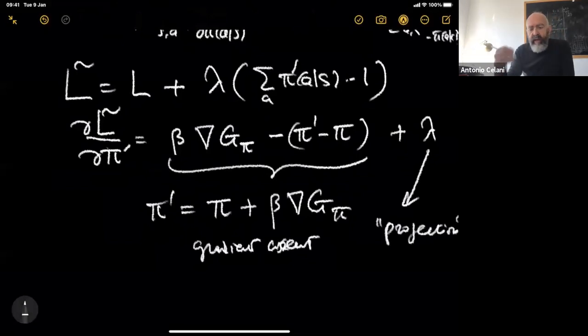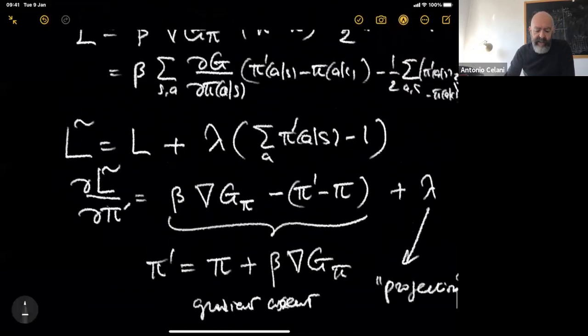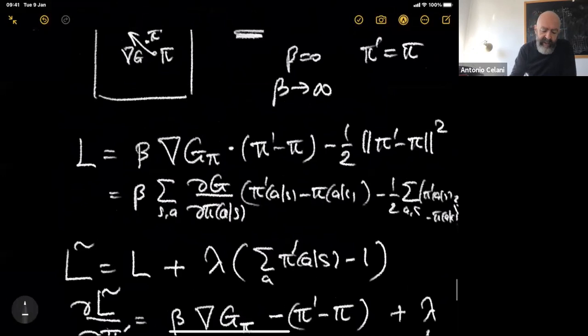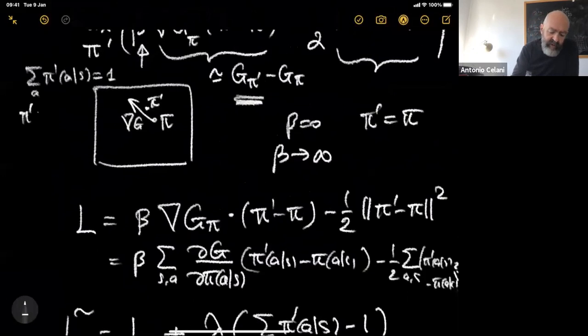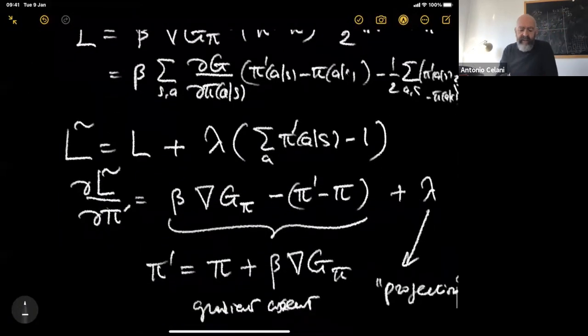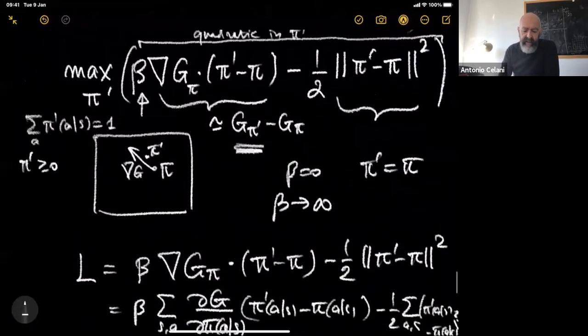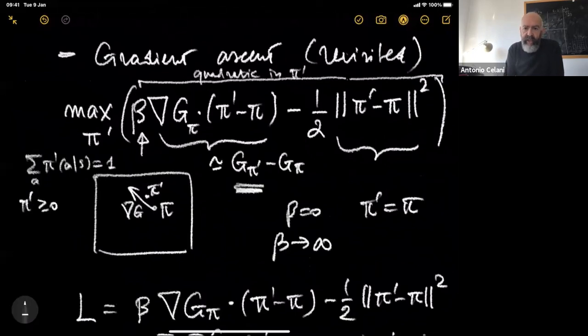I'm not going through the details. You could also implement via Lagrange multipliers the condition that the pi primes must also be positive. I'm not doing that, but this is just to tell you that there is a deep connection between gradient ascent with projection and this optimization problem. So you can go from one description to another. Following the gradient also means making some compromise between the gradient itself and some notion of a distance.